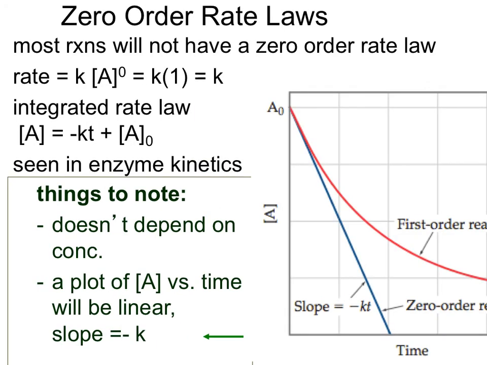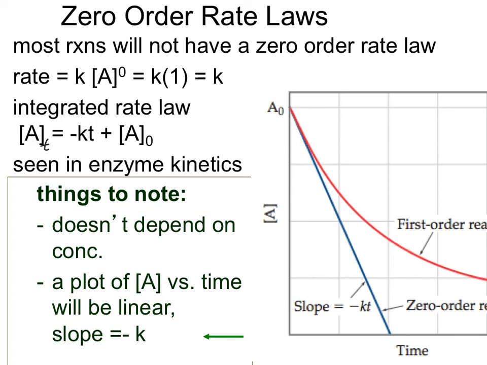So zero order rate laws are basically kind of rare. Most reactions are not going to have a zero order rate law. And the zero order rate law, the differential looks like this. And as you can see, when we convert this into the integrated rate law, we get this equation here. Okay. And basically something to know about this is that this is the type of kinetics seen when enzymes are present. It's very common there. So things to note about zero order rate laws, basically it doesn't depend on concentration.